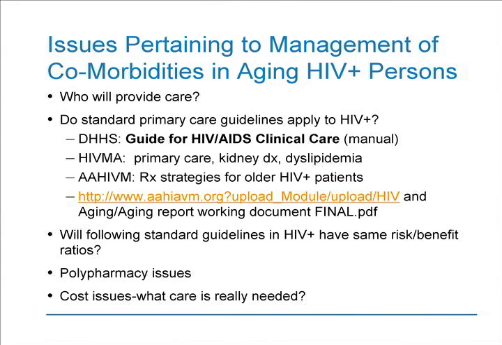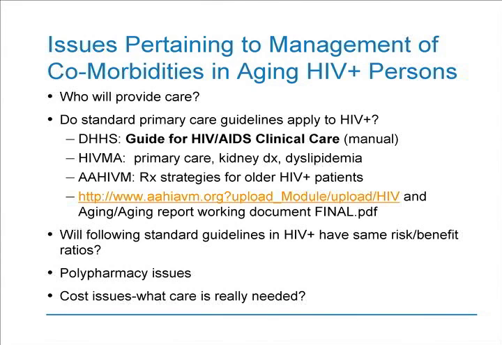The DHHS has a guide for HIV/AIDS clinical care available on the web. The HIV Medical Association has guidelines for primary care, kidney disease, and dyslipidemia. And the American Academy of HIV Medicine has treatment strategies for older HIV patients recently published on the web with the reference provided there. Though the question is, will standard guidelines in HIV-positive patients have the same risk-benefit ratios that they do in the general population?